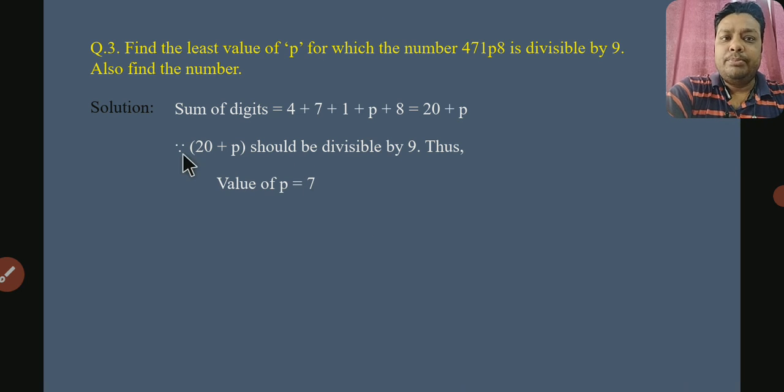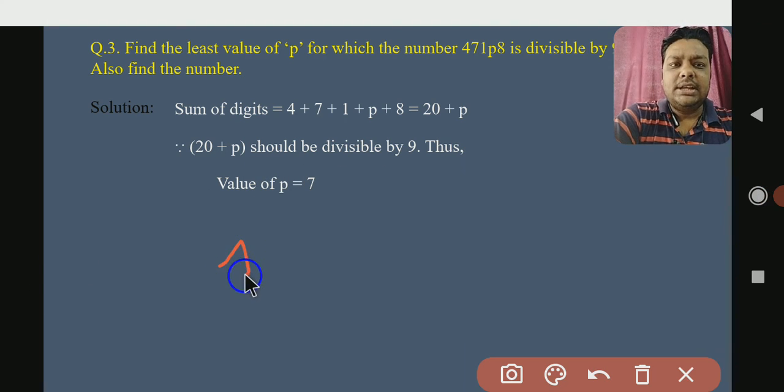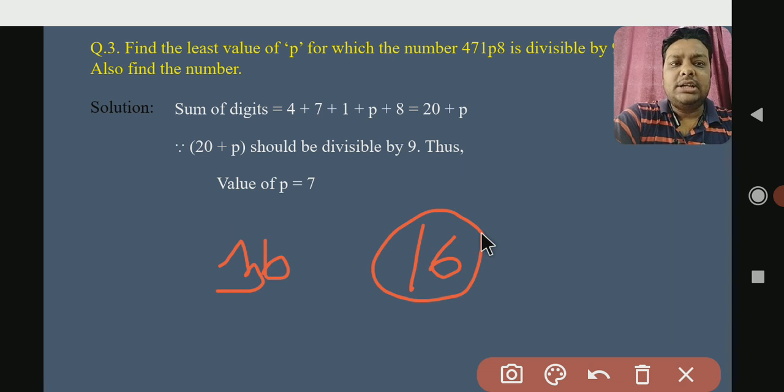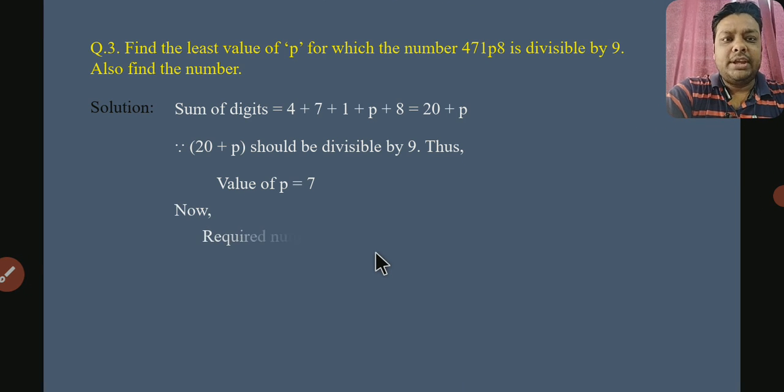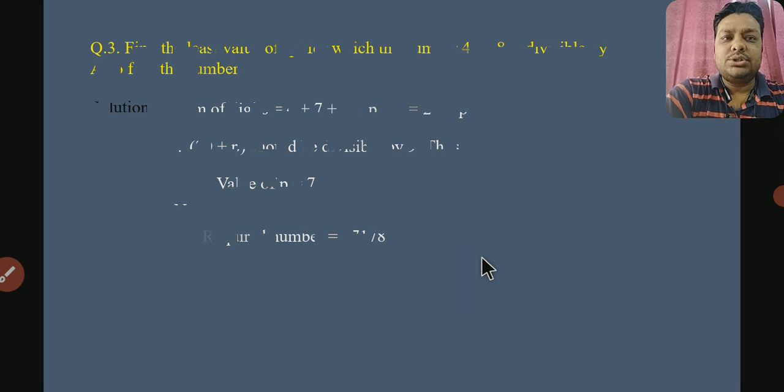7 only, because after 20 the number which is divisible by 9 is 27, and after that it will be 36. If you take 36, then p is 16, which is a 2-digit number, not a 1-digit number. That's why you can't take 16. Only 7 will be the least value of p, and we have to find only one value. So the value of p will be 7, and the required number will be 47178. I hope that you all have understood this question also.